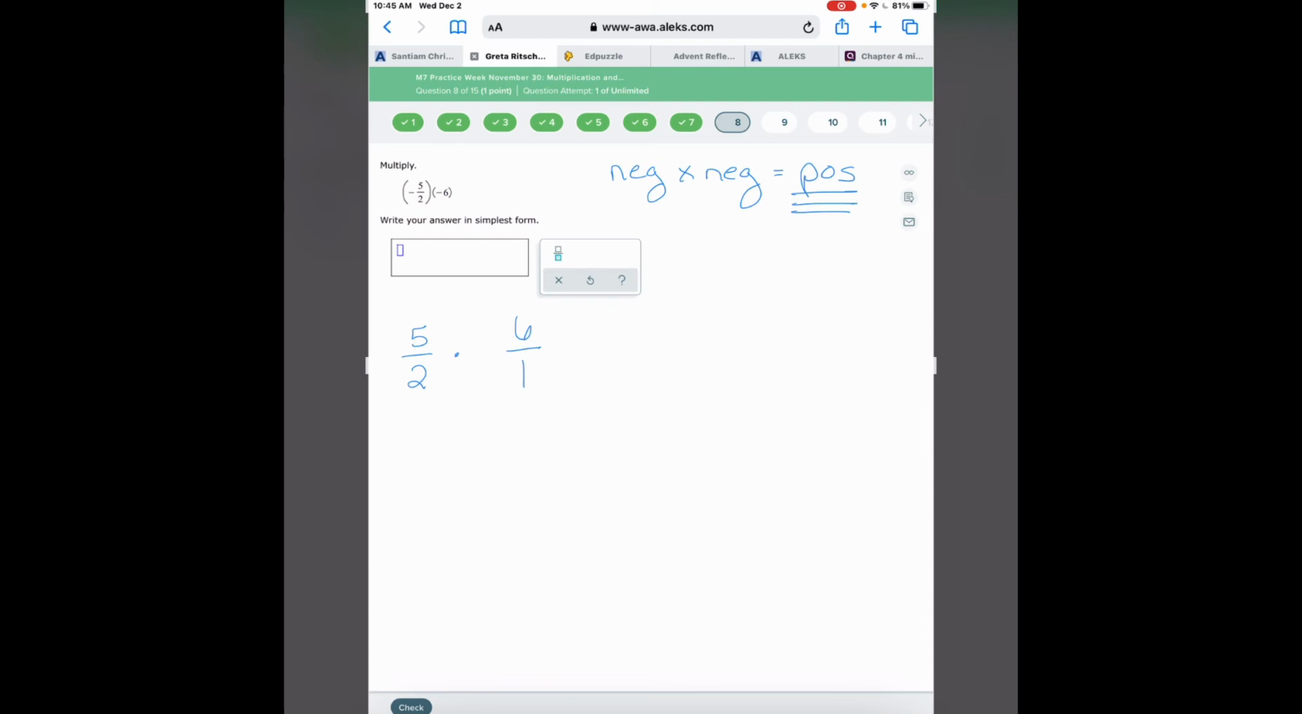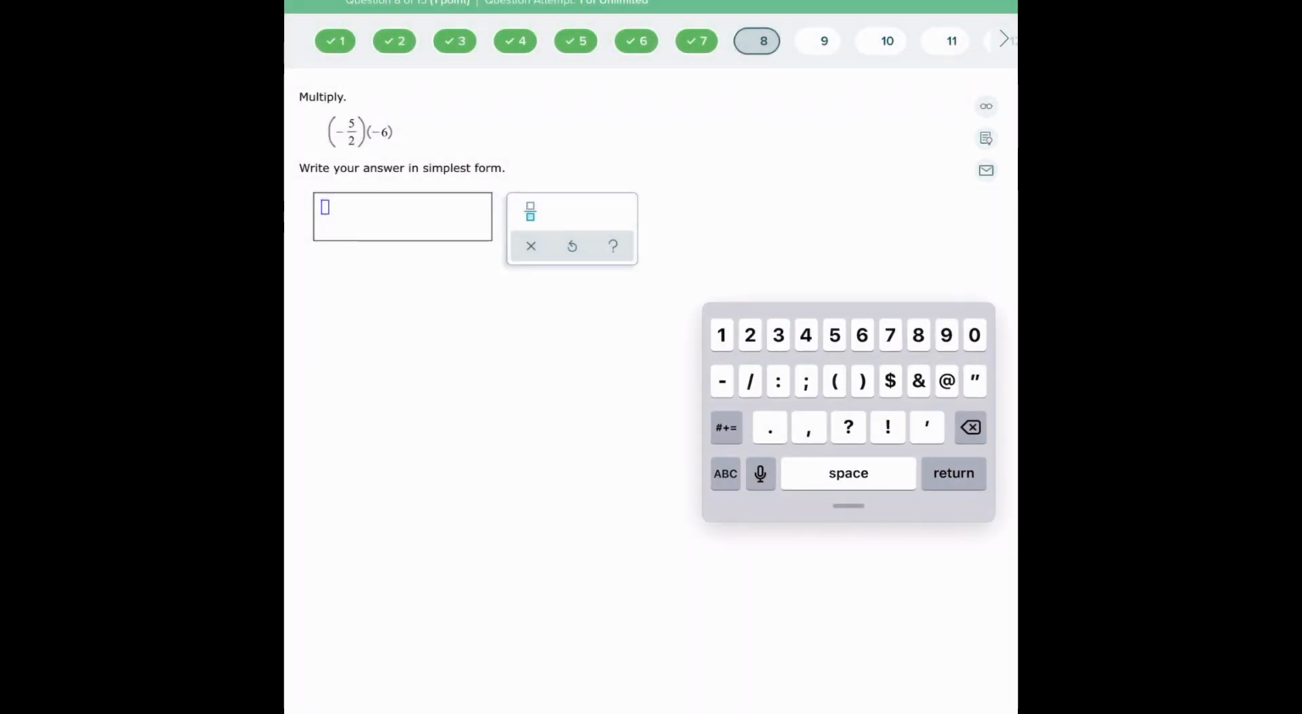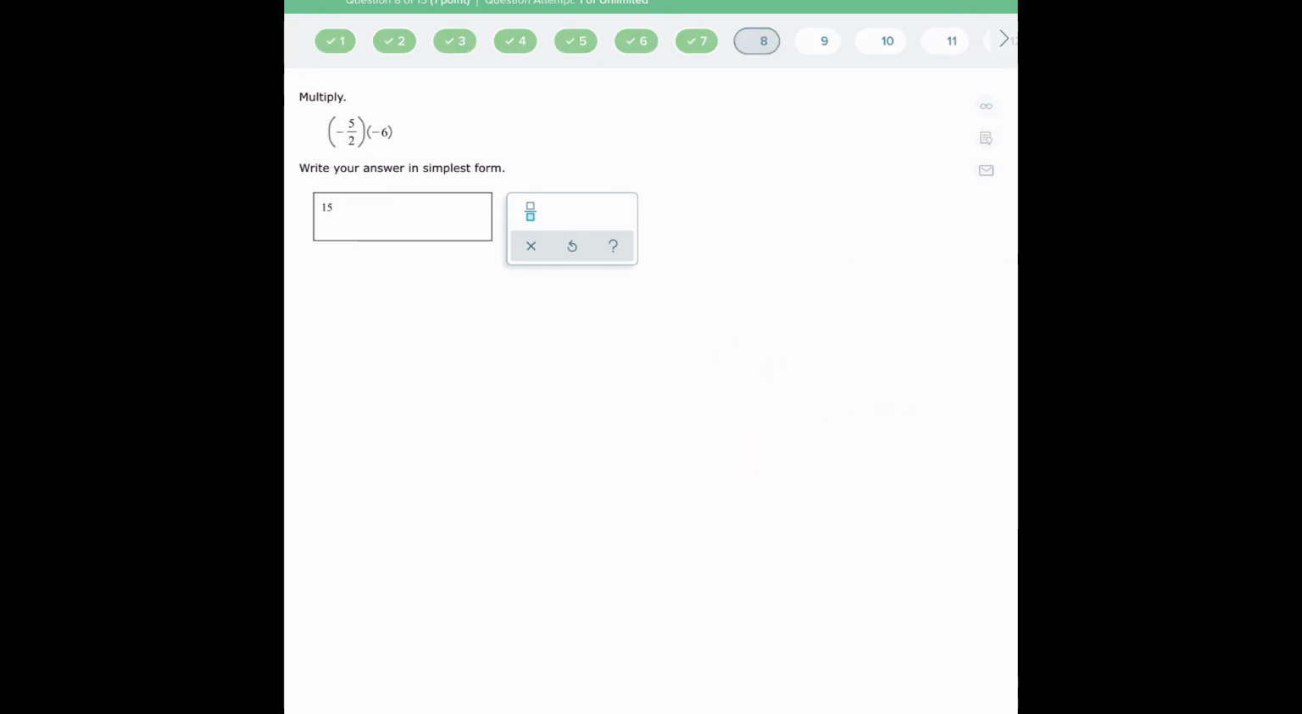And I can see some common factors. There's a 2 here. 2 goes into 6 3 times. And I have 5 times 3 on the top and 1 times 1 on the bottom. So we don't ever keep that over 1. We just write the number 15. And remember, I did negative times negative, which made positive. That's why I didn't end up with any negatives in my end answer.